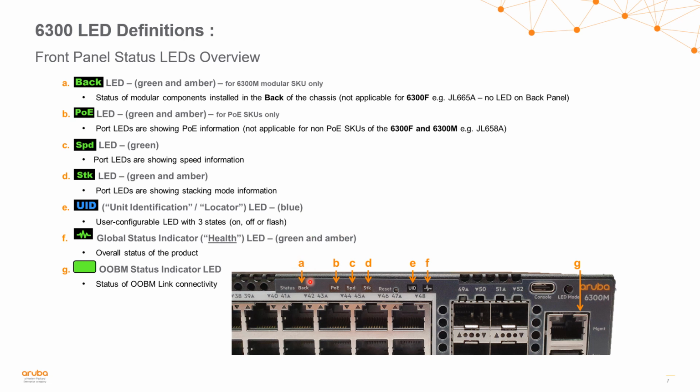So we have a back indicator, which is an indicator telling the user on the modular switches that there's a component on the back of the switch, and this is indicating something on the back of the switch. The PoE indicator, of course, is indicating PoE status information. The speed indicator will show us port speed information on the front panel ports. And then we have a stacking indicator too, which will show us a health indication of the stacking environment, as well as a unit identifier. We have a global status indicator, which will show the health of the overall product. And then of course, our out-of-band management status LED indicator on the management port.